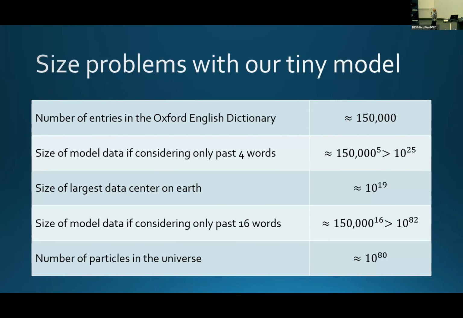If we wanted to look back only 4 words, well, we'd have quadruples of words as row headings, and the table would have more entries than there are bytes in the largest data center on Earth, so that's not going to work. And if we wanted to look back maybe 16 words, well, we have more entries in our table than there are particles in the universe. So this whole make-a-table plan is not going to cut it. We're going to have to do something more sophisticated. Obviously, ChatGPT does not work like this because it can look back way more than 16 words in what you said. So it does something more sophisticated. Let's find out what that is.